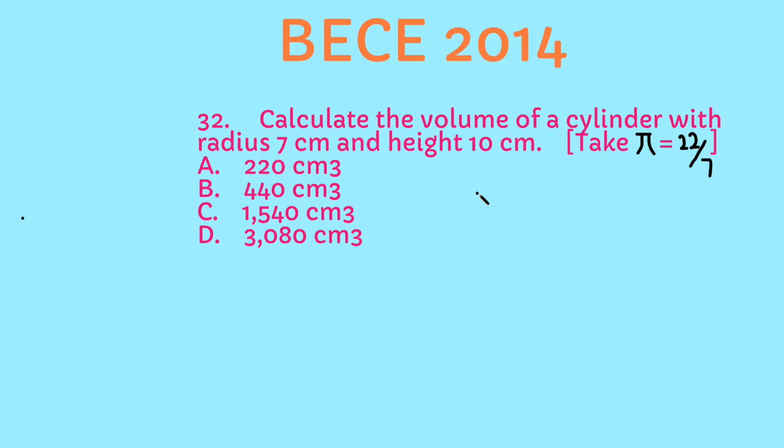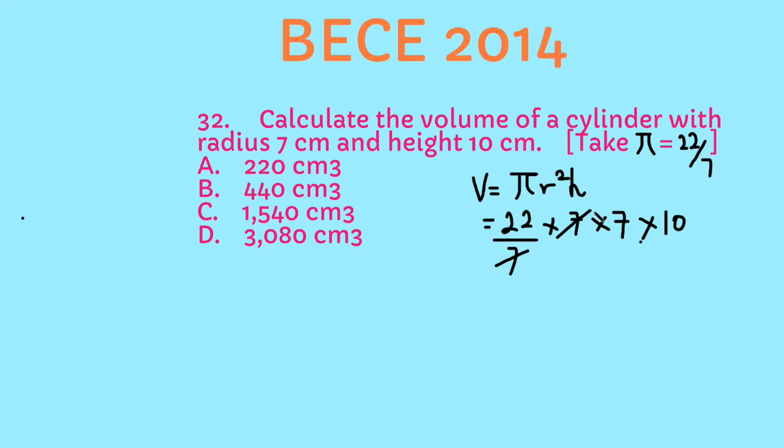For question 32, we are to calculate the volume of a cylinder with radius 7 centimeters and height 10 centimeters. For the formula of the volume of a cylinder, we have V is equal to pi r squared h. Pi is given as 22/7. We input the value of the radius, which is 7, and multiply 7 again, times 10, which is our h. We solve as such. Our final answer will be 1,540 centimeter cube, which is C.